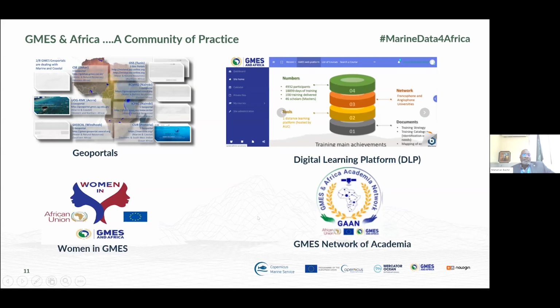In GMES and Africa, we have also another community. We have a group of EO because in terms of promotion of the involvement of women, we have Women in GMES and Africa. It's a group which is open, not closed, to all experts on EO and geomatics. It's really to discuss and to contribute to the promotion of the use of Copernicus products also.